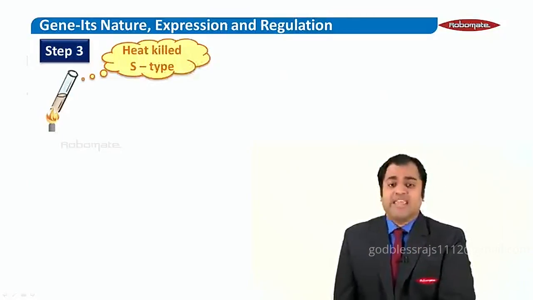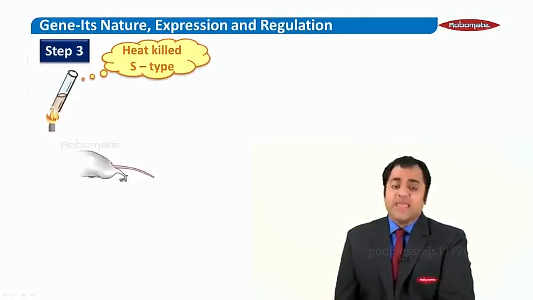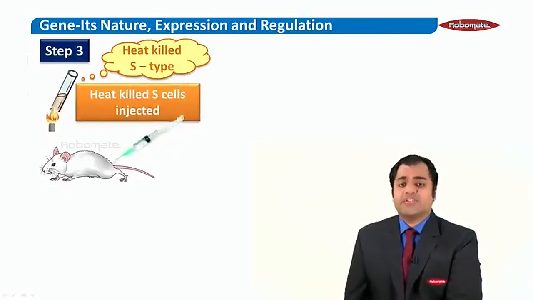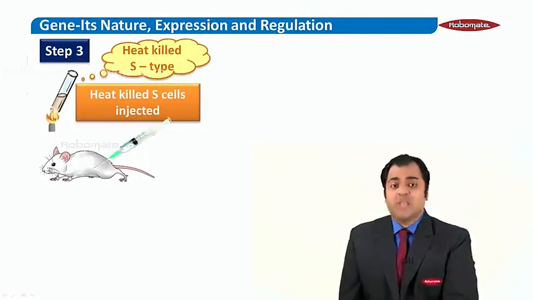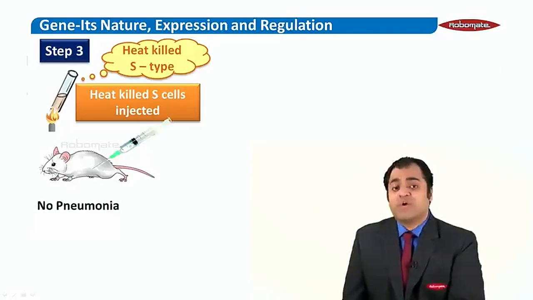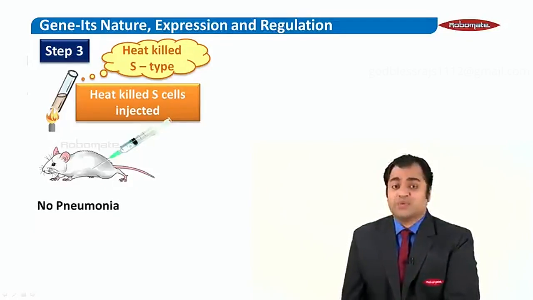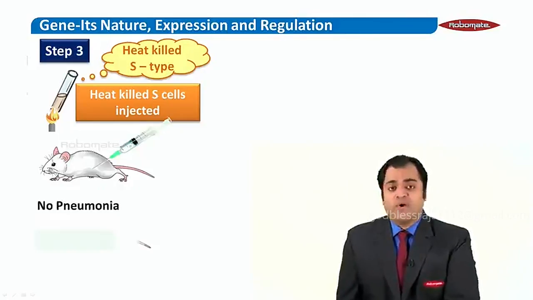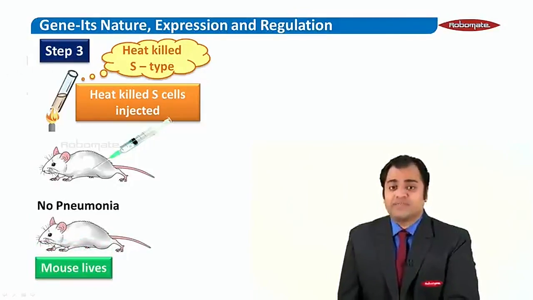Moving on. In step 3, what he did was he took the S-type and he heated it. So you call this heat-killed S-type cells. Now, when the cells of the heated S-type were injected into another healthy mouse, the mouse developed no pneumonia because the S cells, which were virulent, were now killed before injecting into the mouse, and therefore no pneumonia, and the mouse survived or lived.